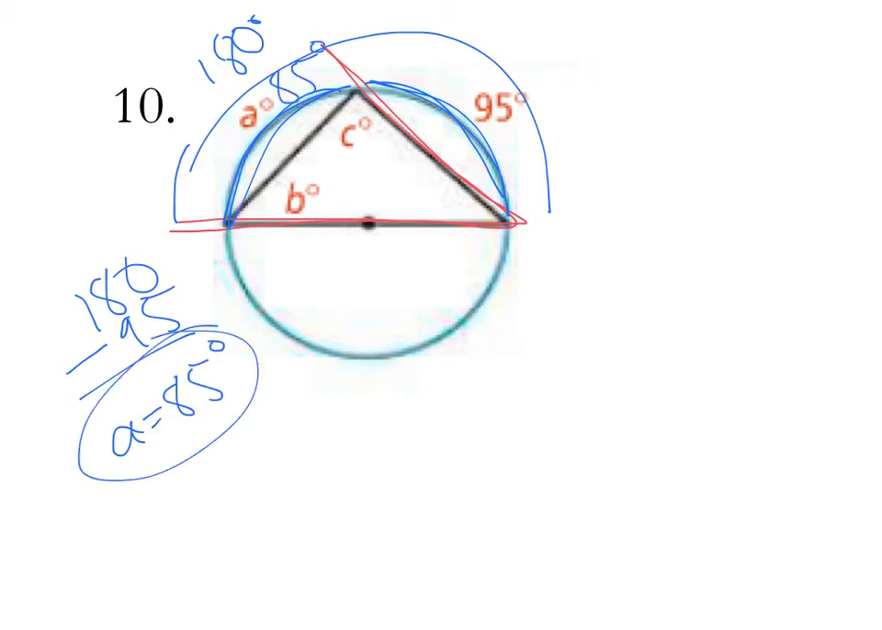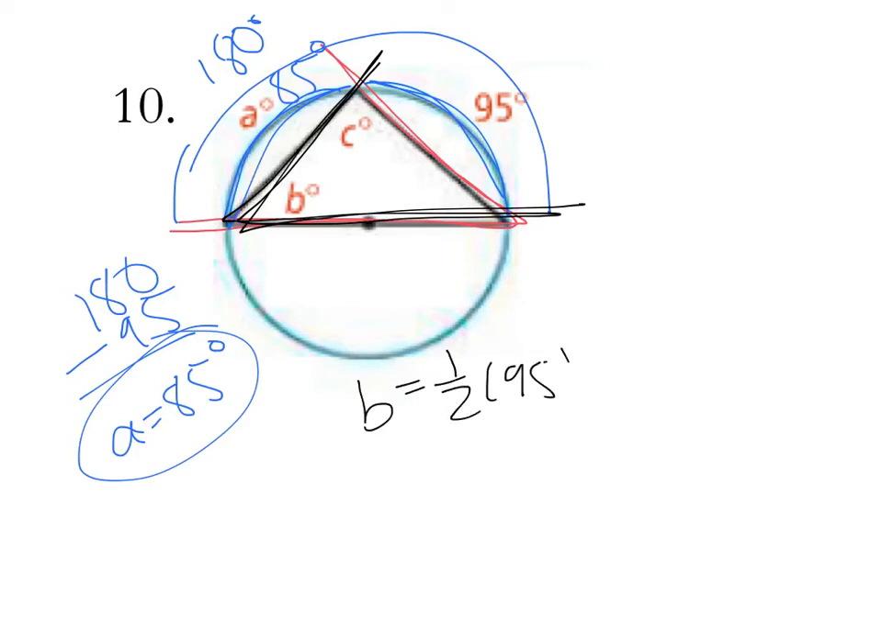To find B, B intercepts the 95 degree arc. So for B, I can take 1/2 of 95. That's 47.5.